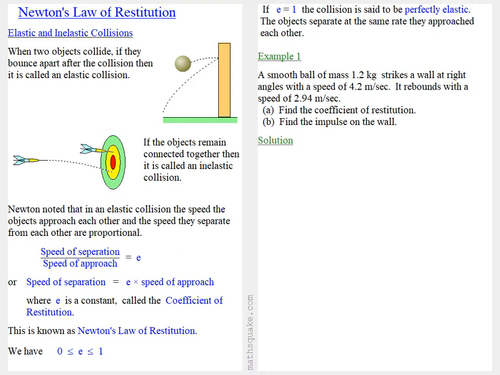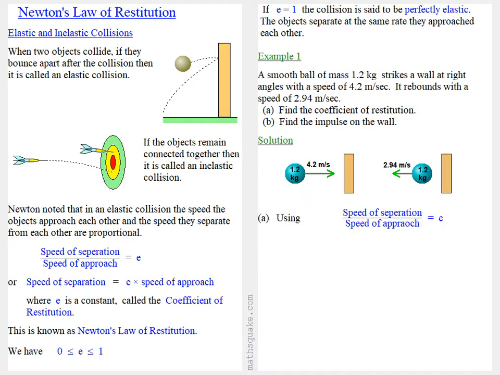Well, to solve this, it always helps if we draw a diagram. We see the ball approaches the wall with a speed of 4.2 meters per second and comes back with a speed of 2.94 meters per second. So, using speed of separation divided by speed of approach equals e, we have e equals 2.94 over 4.2, which is equal to 0.7. So the coefficient of restitution is 0.7.